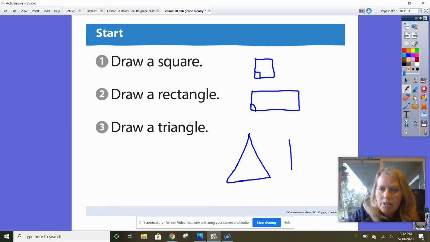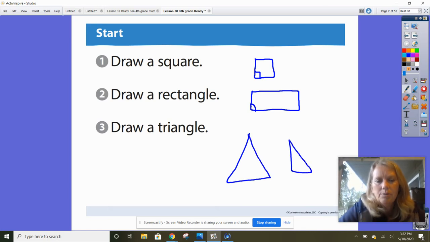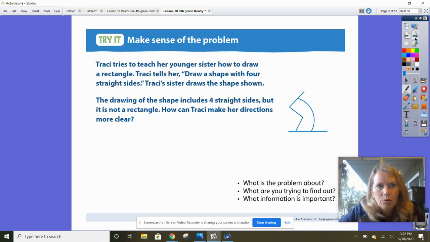Lots of different kinds of triangles. So maybe draw a couple of them. The way you classify shapes, these two-dimensional shapes, is by looking at the sides and by looking at the angles. So that is important to know for geometry.